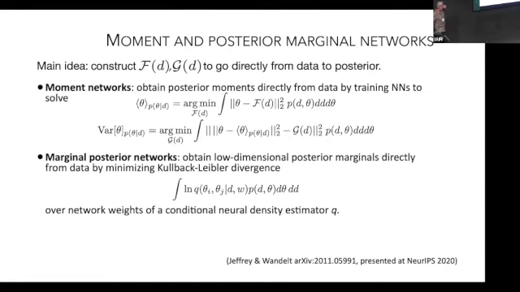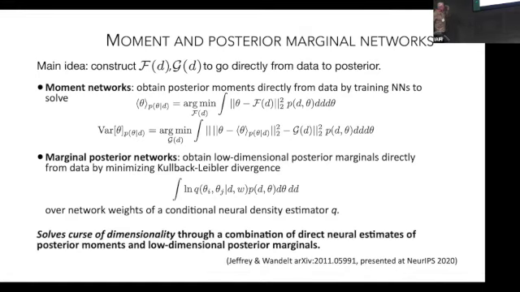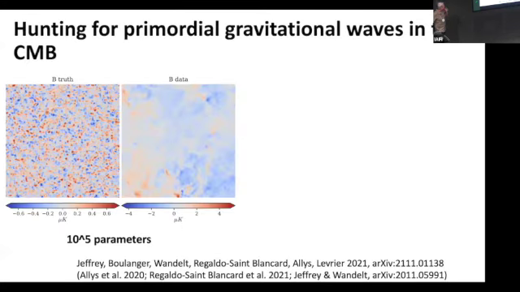So you can just skip the high dimensional problem altogether and go directly to the thing that you want to put in the paper. This solves the curse of dimensionality for these problems. Here's an example for order a few 100,000 parameters.